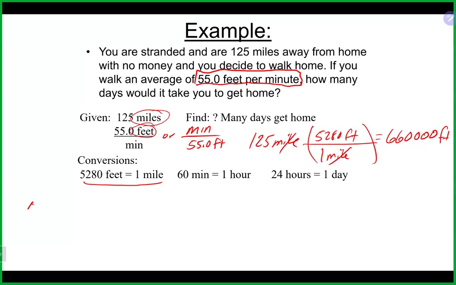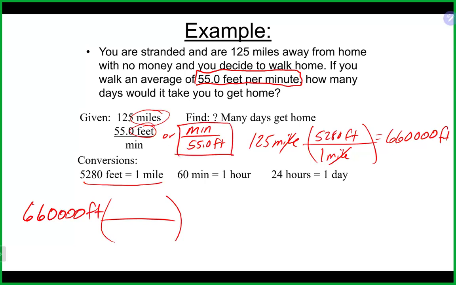Taking my number there, 660,000 feet. Once again, we're going to use it so feet cancel, which means we do need to use it in the flip version there. That's going to put minutes up on top and 55 feet on the bottom, which is good, because that's going to now turn us into time, which is minutes.